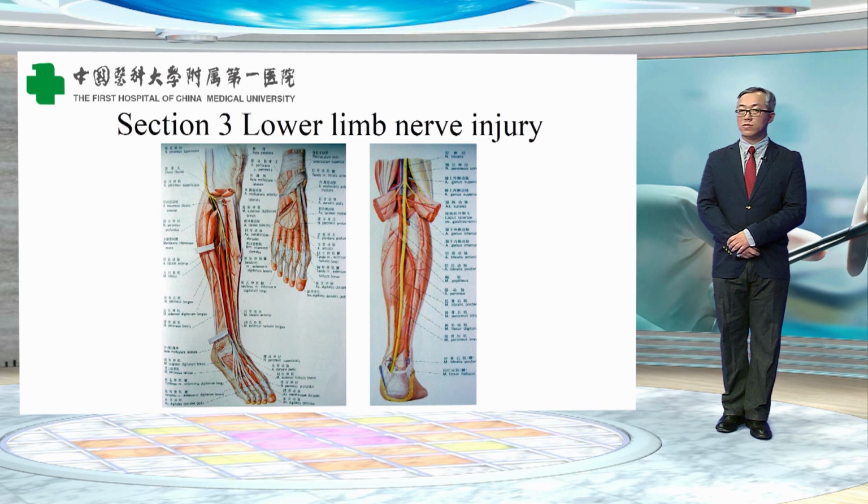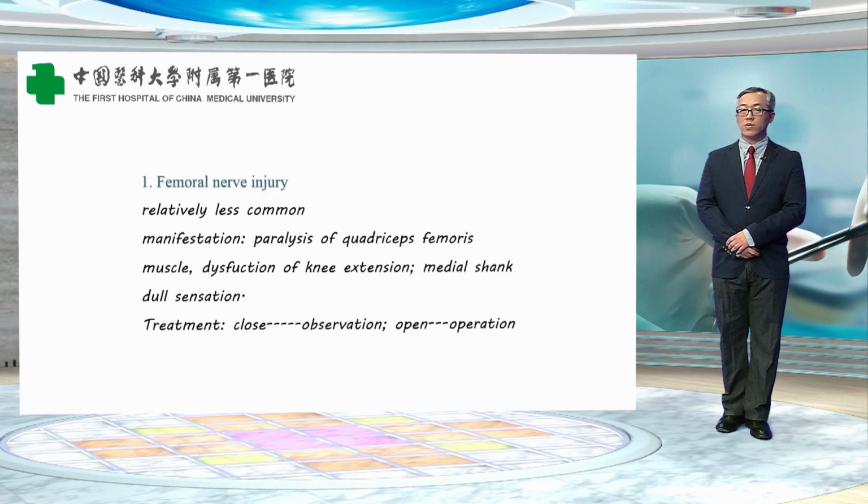Section 3 is about lower limb nerve injury. On this map, you can see the yellow lines that indicate the important nerves. The first is femoral nerve injury. This kind of injury is relatively less common. The manifestation: paralysis of quadriceps femoris muscle, and dysfunction of knee extension, medial shank dull sensation. The treatment: if the injury is closed, we can keep observation, and if the injury is open, we need an operation.